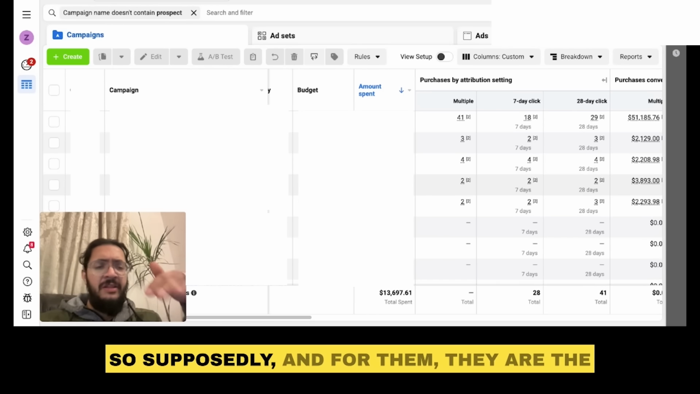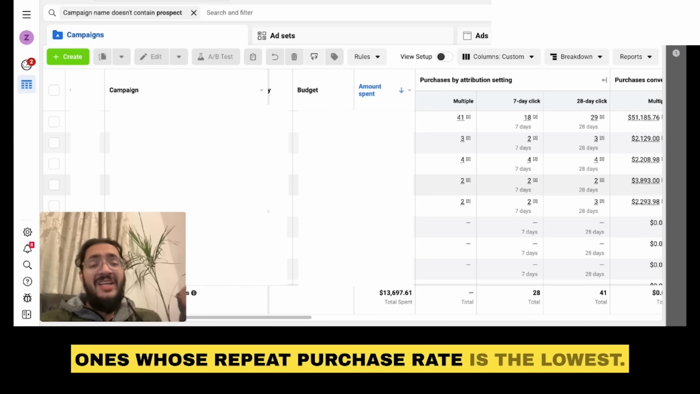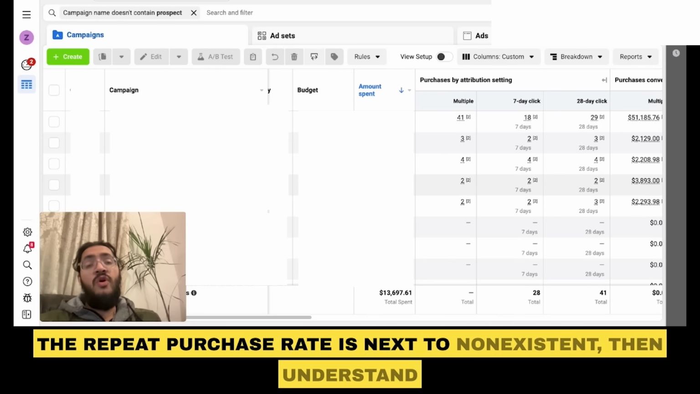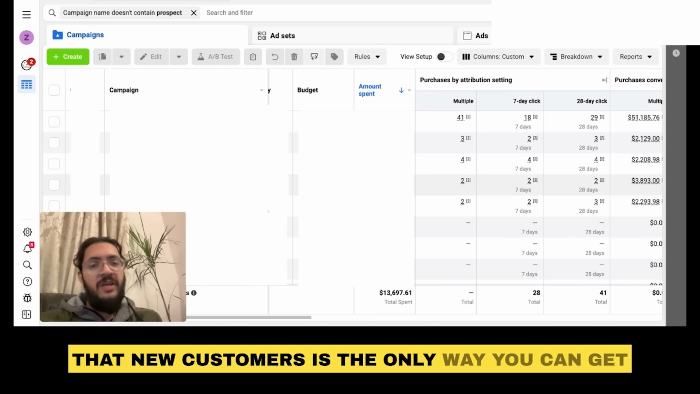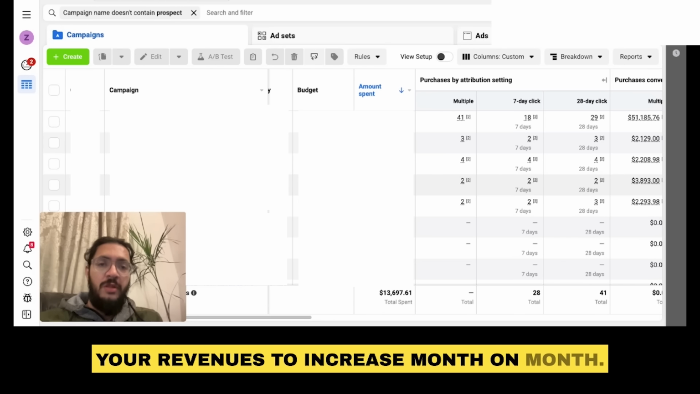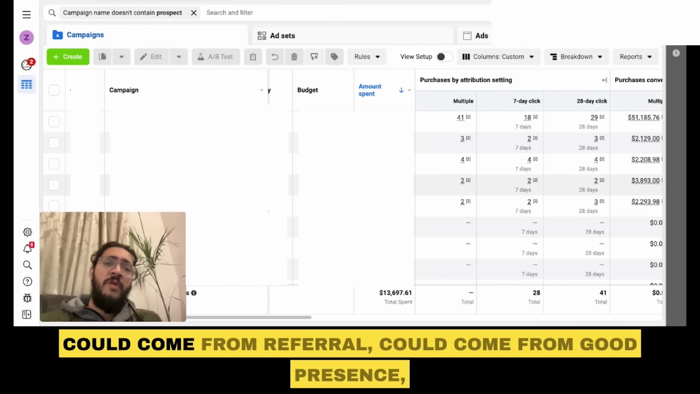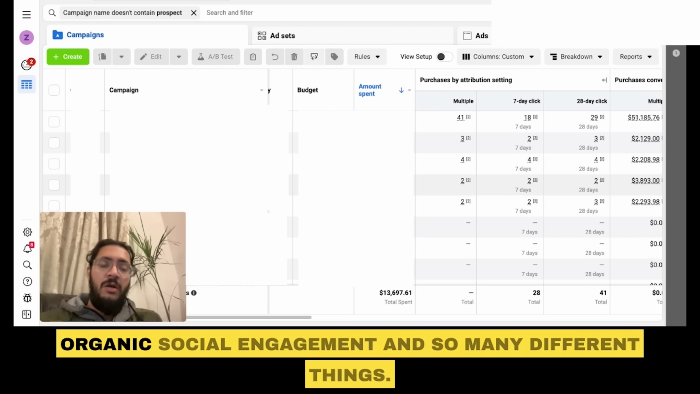So supposedly, and for them, they are the ones whose repeat purchase rate is the lowest. If you are in an industry wherein repeat purchase rate is next to non-existent, then understand that new customers is the only way you can get your revenues to increase month on month. And obviously, a lot of those new customers also could come from referral, could come from good presence, organic, social engagement, and so many different things.